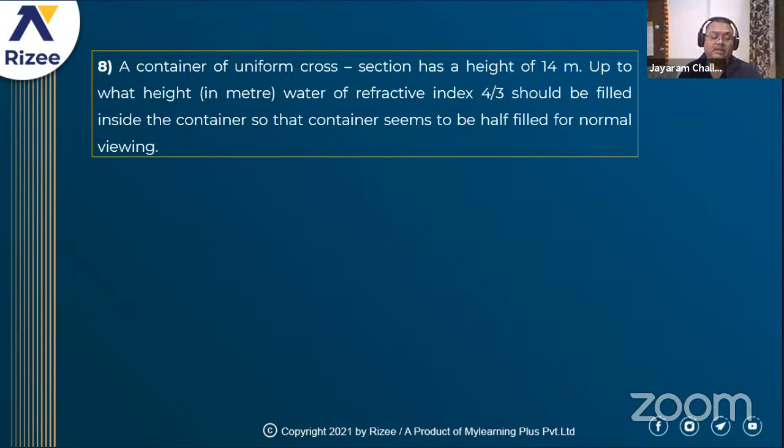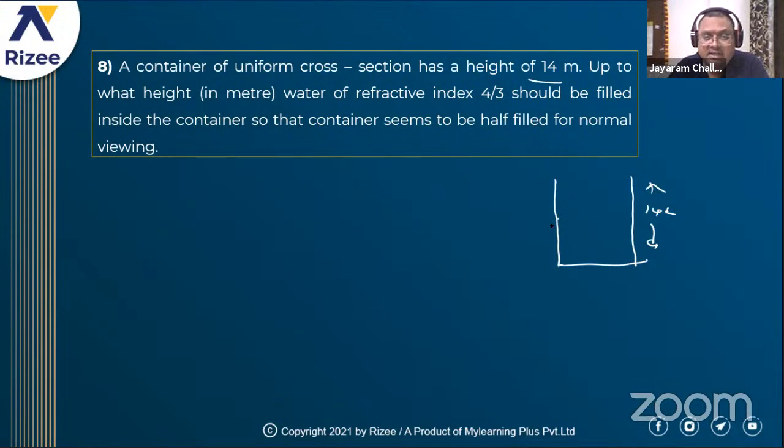Now coming to the eighth one. A container of uniform cross section is there. Let us consider a container here, which is of uniform cross sectional area, and this distance is 14 centimeters. Now when he is filling the water, with refractive index 4 by 3, the container seems to be half filled in the normal way. That means he is seeing along this line. So we cannot have this half filled, which means you might be observing from some other place here. So then he is asking what are the different things.